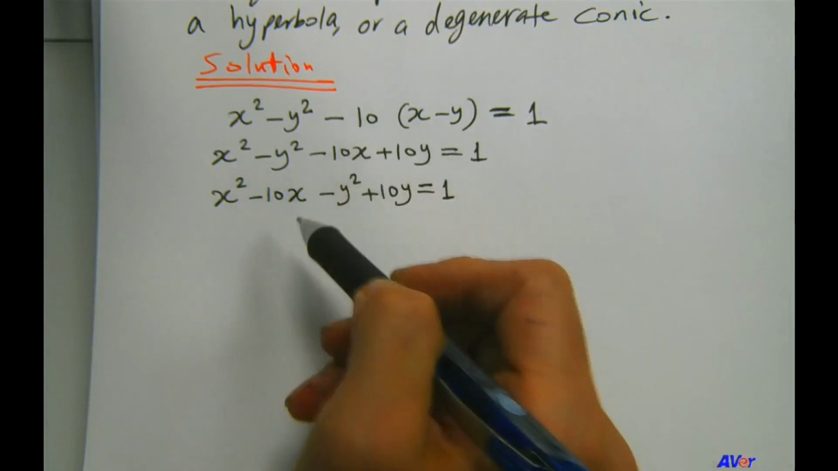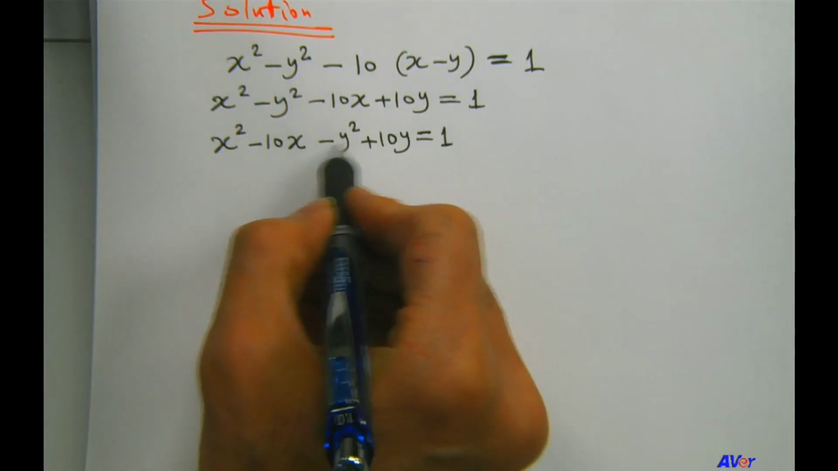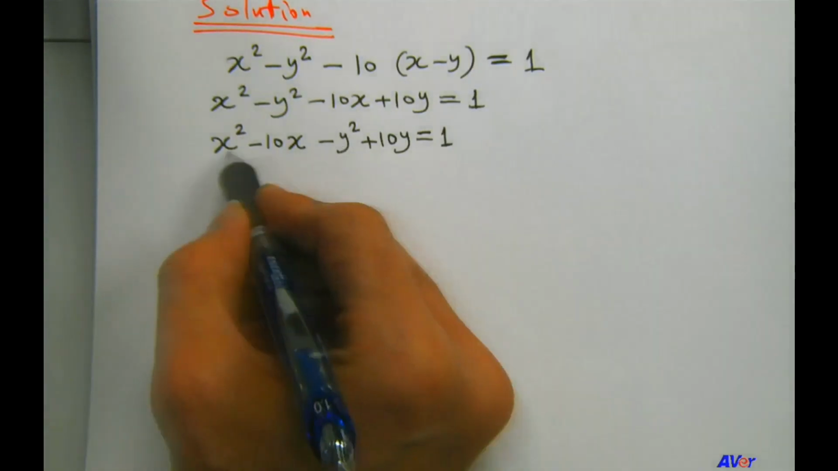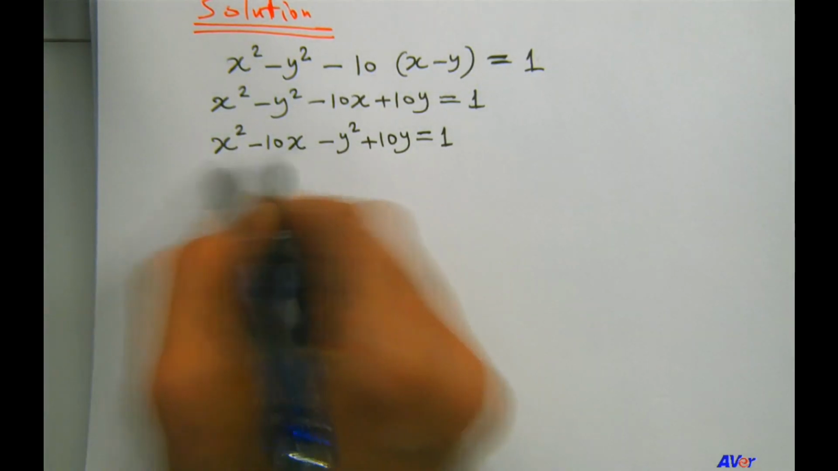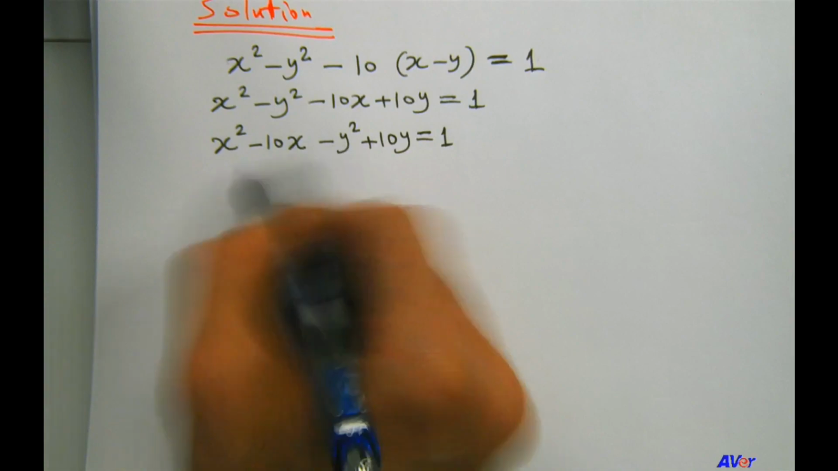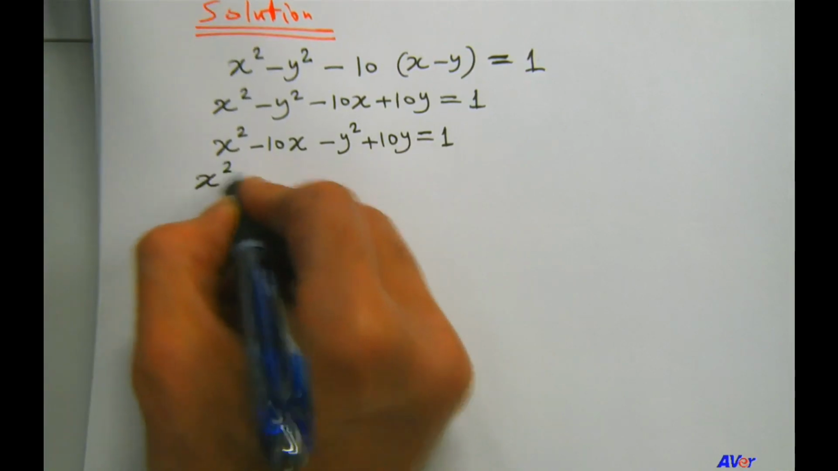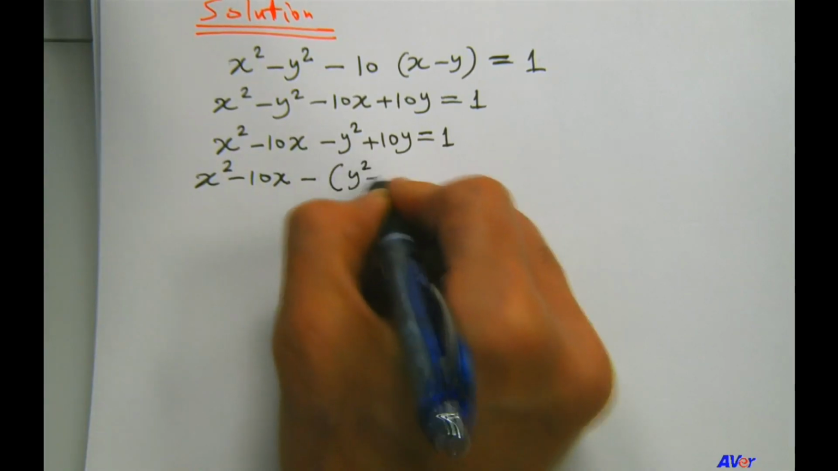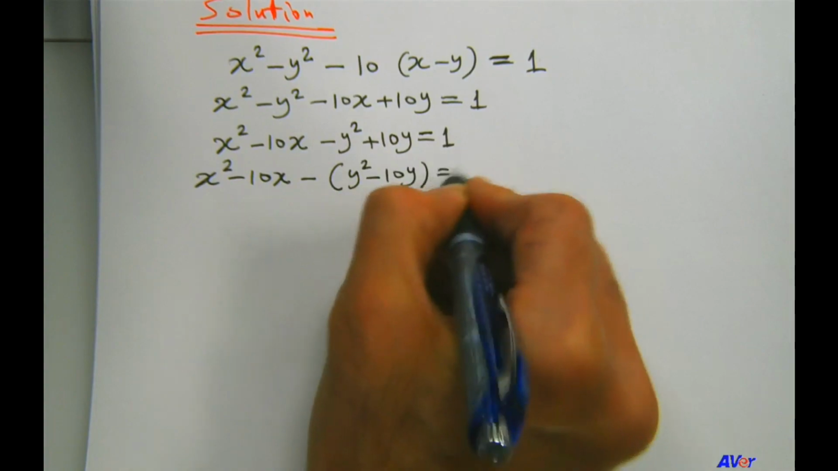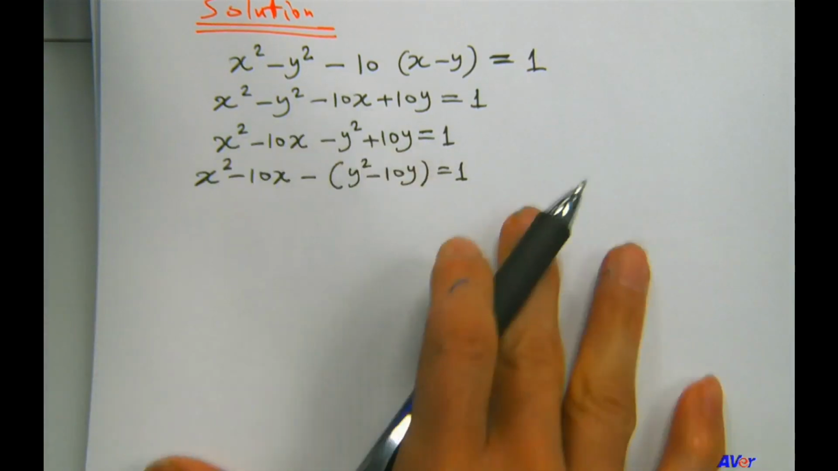Now I'm going to factor out, to complete the square, the coefficients of the squared terms have to be equal to positive 1. So this is okay, but that's not. So I'm going to factor out the negative from the y terms. Like that. Now we can complete this square.